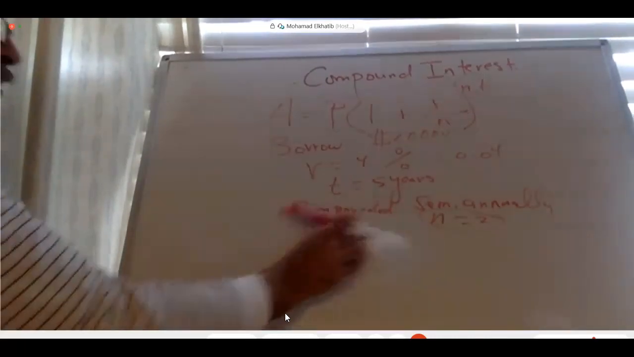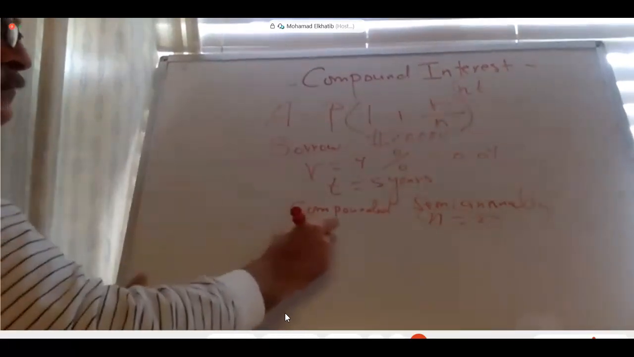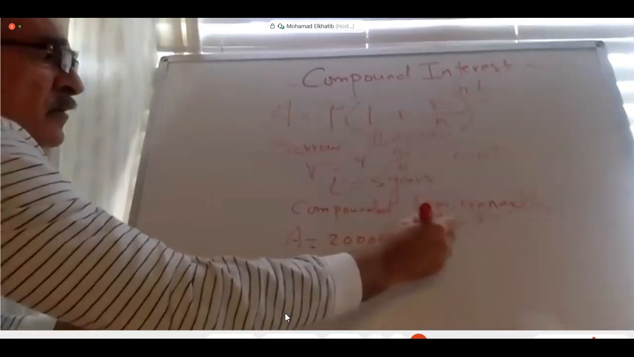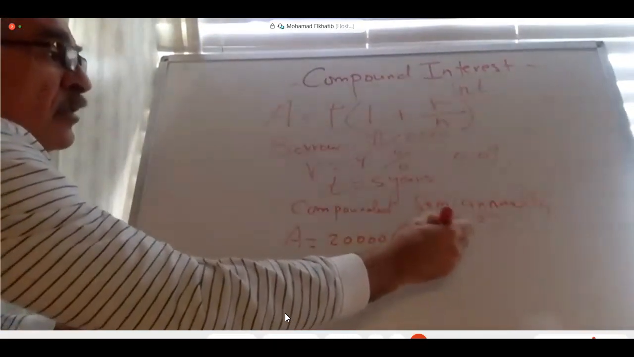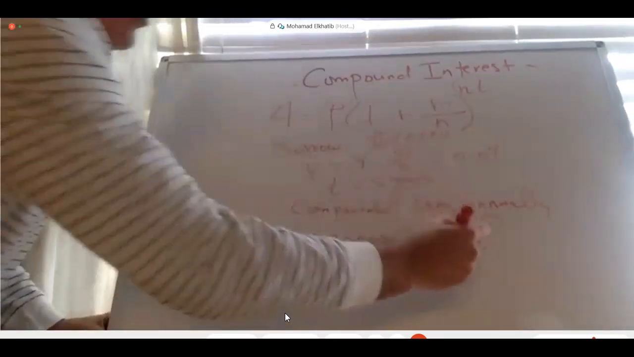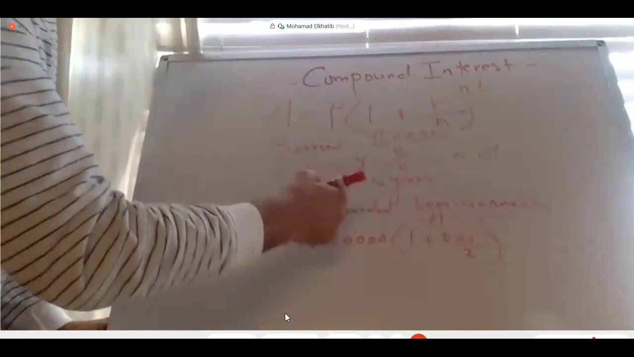Okay? All right. So A equals 20,000, 0.04 over 2. n is 2 and t is 5. 2 times 5 is 10.